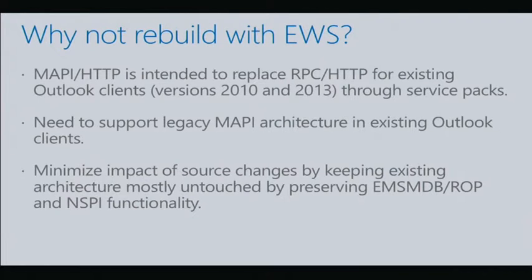So in the MapiHttp world, you're still going to see the EMSMDB functionality and the NSPI functionality, and you're also going to see ROPs. So none of that's really changed above the transport. It's just the transport, the RPC layer, that's being replaced.